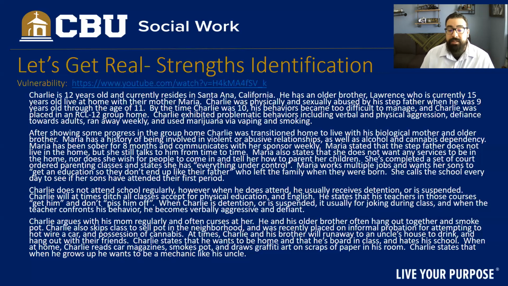When Charlie is in detention or is suspended, it's usually for joking during class, and when the teacher confronts his behaviors, he becomes verbally aggressive and defiant. Charlie argues with his mom regularly and often curses at her. He and his older brother often hang out together and smoke pot. Charlie also skips class to sell pot in the neighborhood and was recently placed on informal probation for attempting to hotwire a car and possession of cannabis.